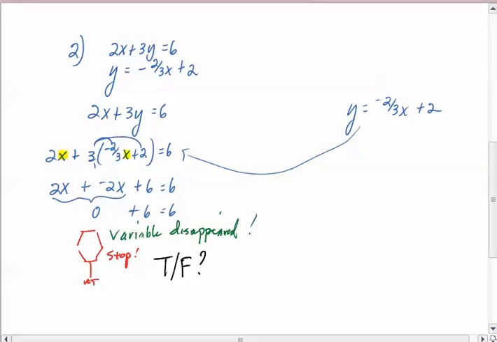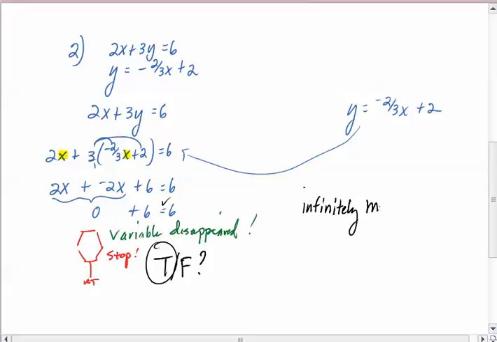In other words, I have 0 plus 6 is equal to 6. Is that a true statement? Absolutely true. So I circle true. And here's what that means. That means that I don't have to finish. I don't have to swing back over because the variable disappeared. I wasn't trying to make it disappear. It just happened in me doing my own thing. So if I have a true answer to the question, then this is my solution.